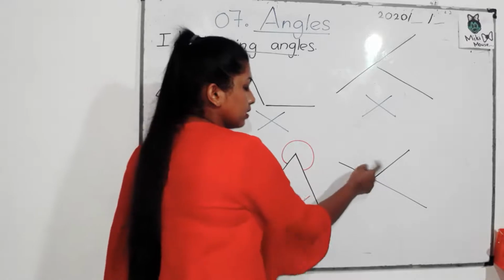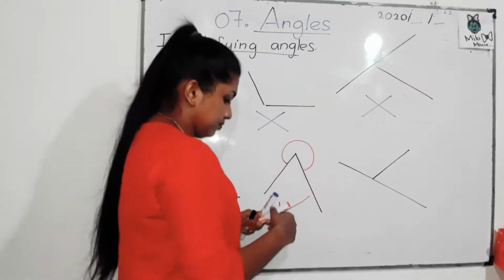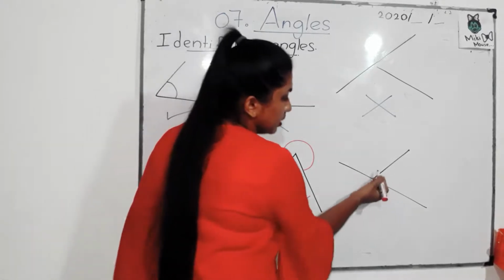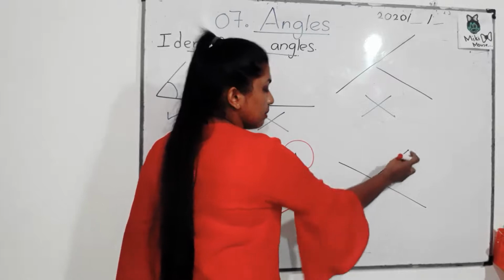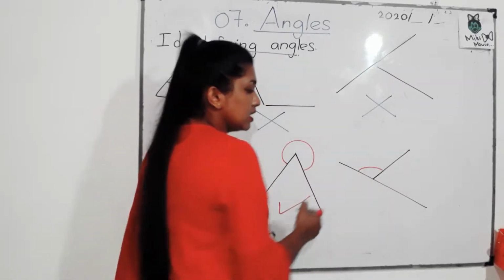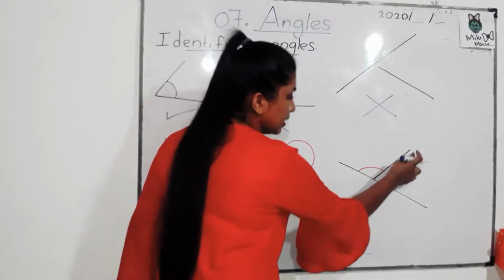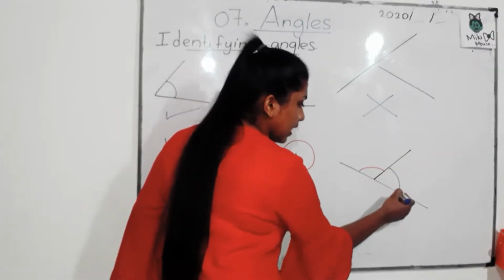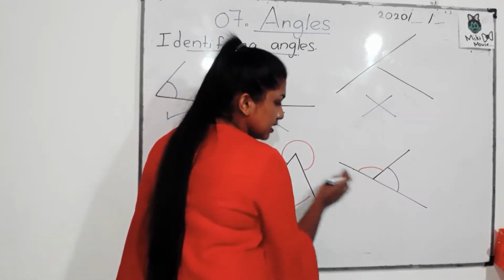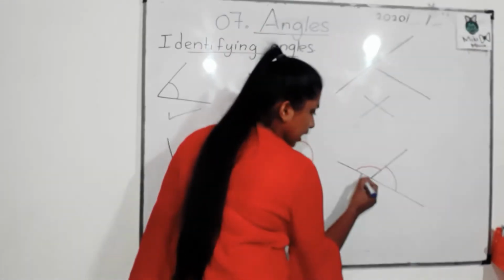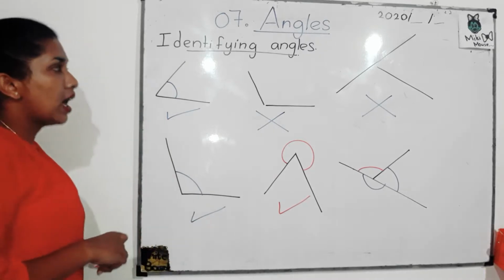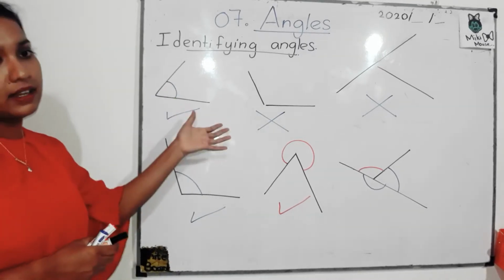Can you say whether this one is an angle or not? Actually, we can see more than one angle in this figure. When we consider this line segment and this line segment as arms, an angle is formed. And when we consider this one and this one, another angle is formed. And when we consider this line segment and this one, another angle is formed. Likewise, you have to identify the angles correctly.